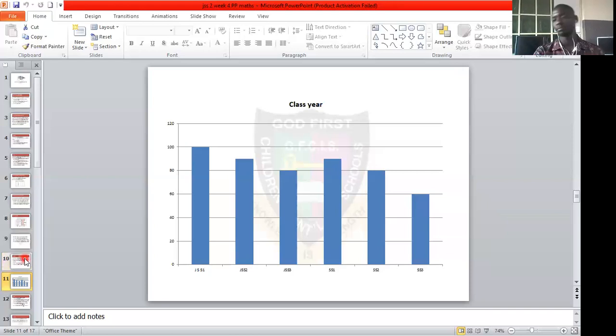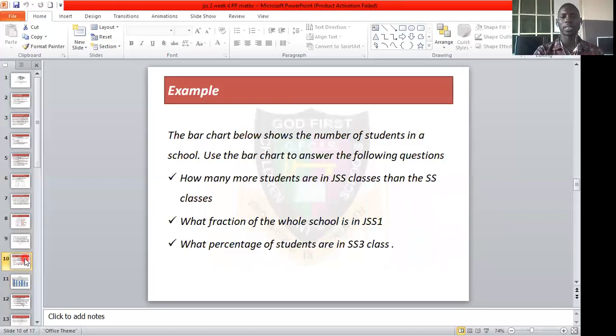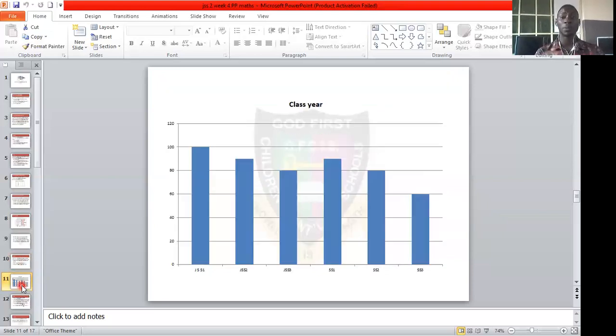Number one question says, how many more students are in JSS classes than in SS classes? By which number are the junior classes more than the SS classes? You can see how many students in JSS1? We have 100. In JSS2? We have 90. In JSS3? We have 80. So the total number of students in JSS classes is 100 plus 90 plus 80, which is 270.